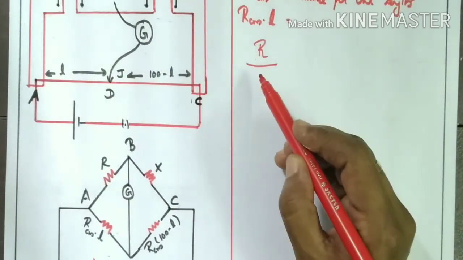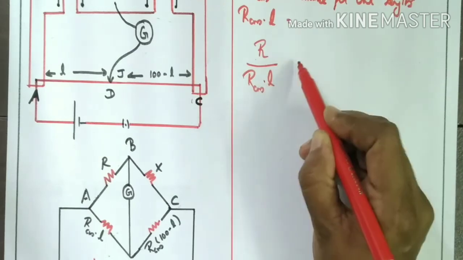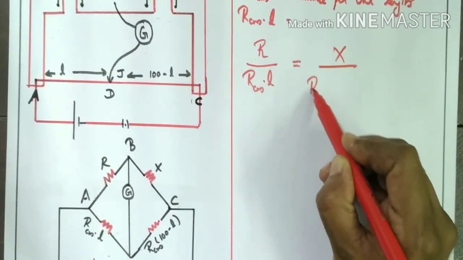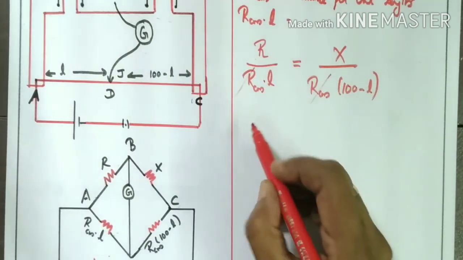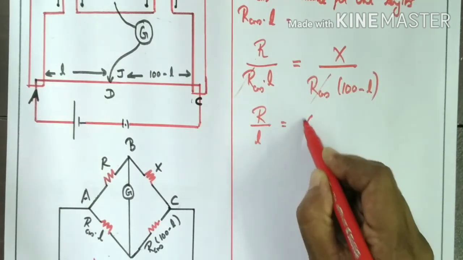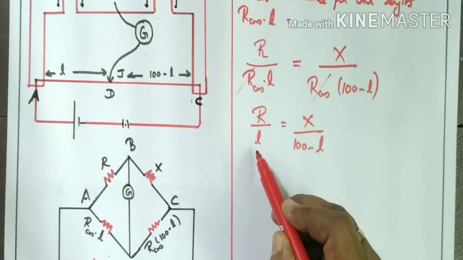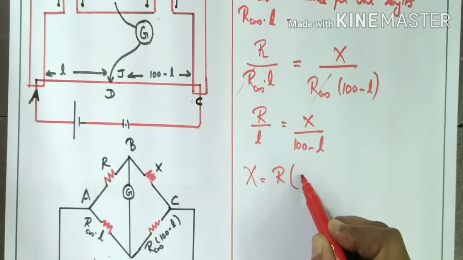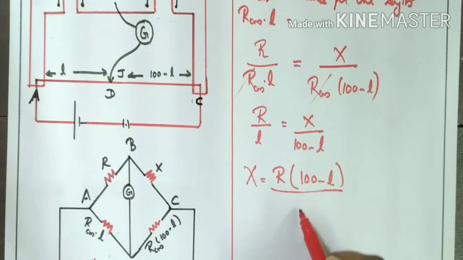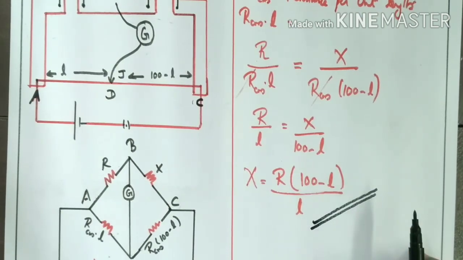So here we can write, using the Wheatstone's bridge balance condition, R divided by RCM into L equals X divided by RCM into 100 minus L. RCM and RCM can be cancelled. So R by L equals X divided by 100 minus L. R is the known value of resistance, L is the known balancing length. So unknown resistance X can be found by using R into 100 minus L divided by L. So using this value we can find out the unknown resistance connected in the right gap. Okay children.